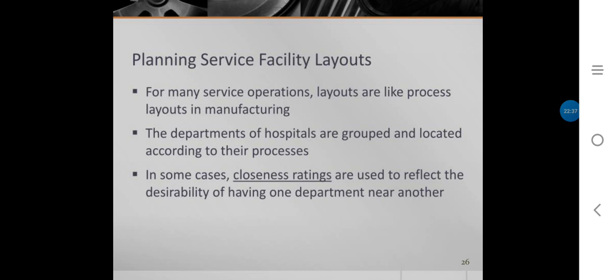Planned service facility layouts for many service operations are like process layouts in manufacturing. The departments of hospitals are grouped and located according to their processes, and in some cases closeness ratings are used to reflect the desirability of having one department near another.